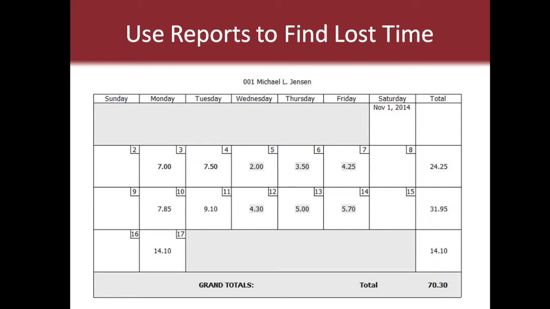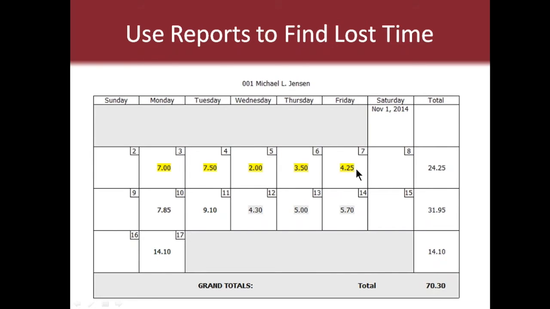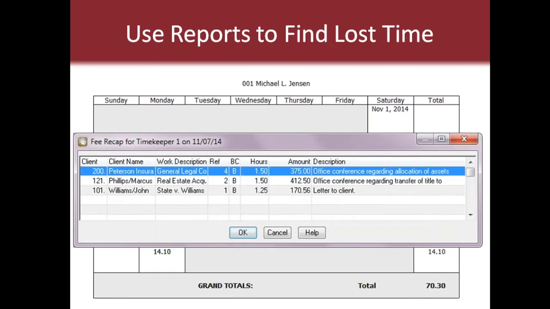And when I hover over these items, you'll notice that they turn yellow. In Tabs3 and Practice Master, that yellow means it's something I can drill down to. When I click on that item, it pulls up the list of items for that one day so I can find that missing time.